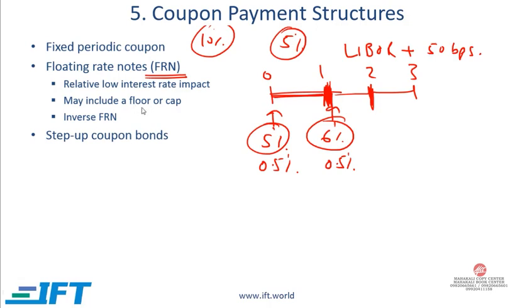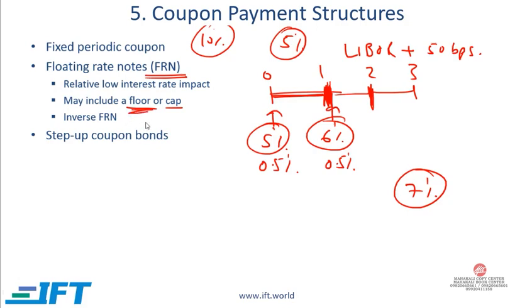Floating rate notes may include a floor or a cap. The idea here is straightforward. Notice that if the interest rate keeps going up, LIBOR in this case, then the payment that the issuer needs to make will also keep going up. So what the issuer might say is that there is a cap of 7%. That means that if LIBOR keeps going up, the maximum that the issuer will pay is 7%.